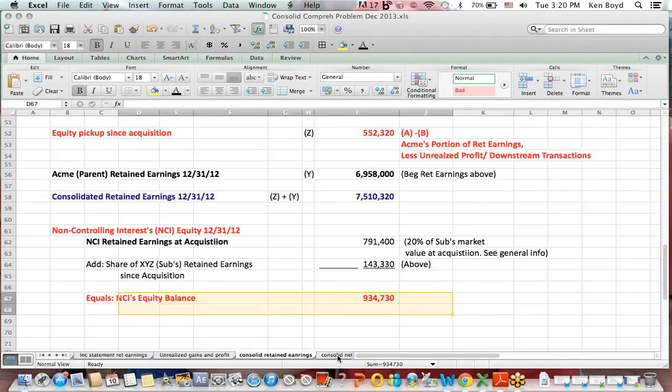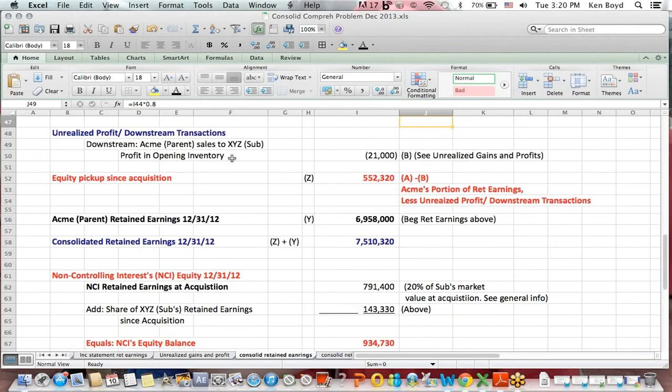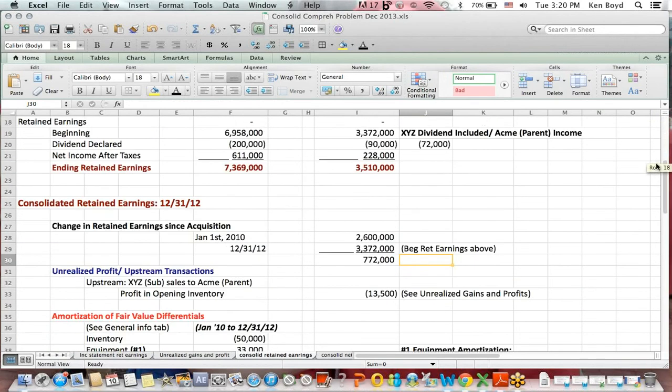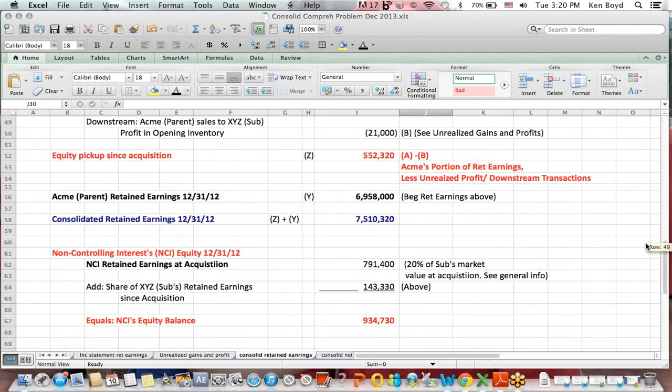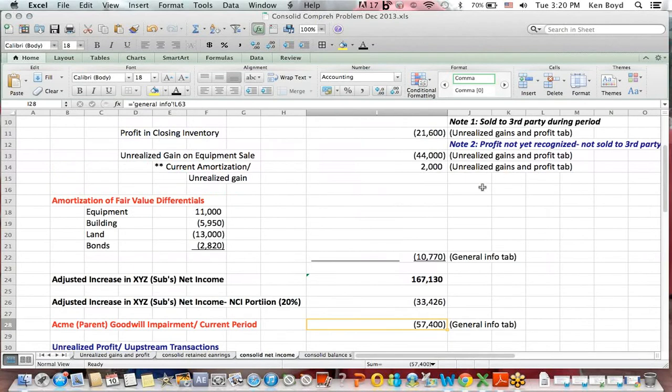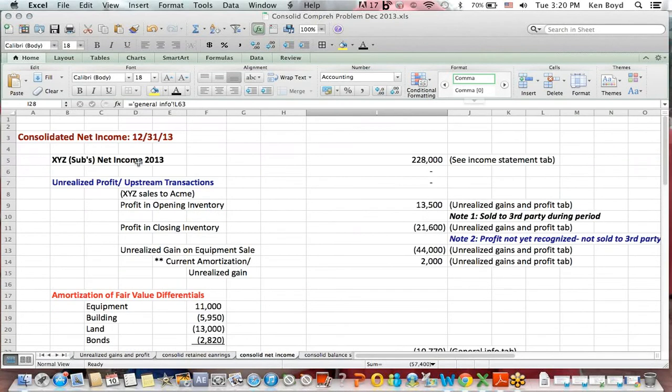And where I had left off, if I go over to the equity section of the balance sheet here, we had covered consolidated retained earnings, starting at the top here on the last video and working our way down. We had then gone over to consolidated net income, and started to explain that we talked about the sub's net income for 2013 first.